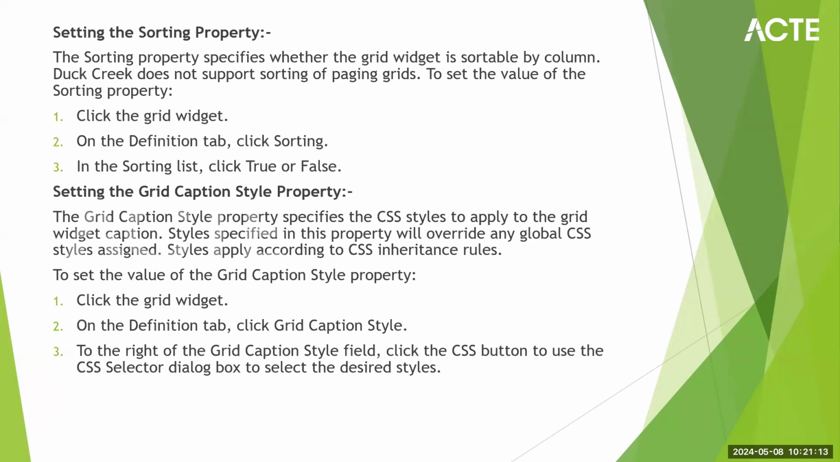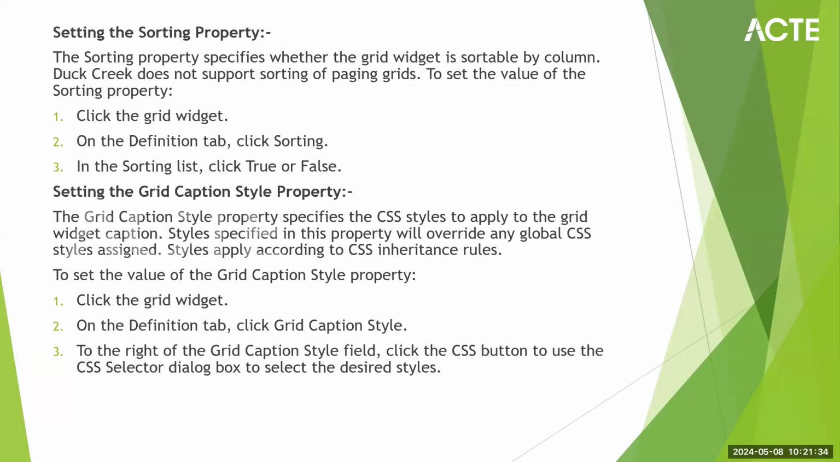Sorting property. Sorting means order, like alphabetical order or any order you want to give those particular fields, then you need to use this. The sorting property specifies whether the grid wizard is sortable by column.